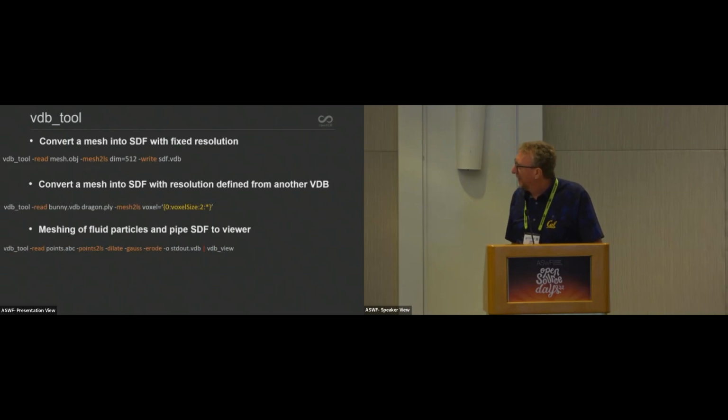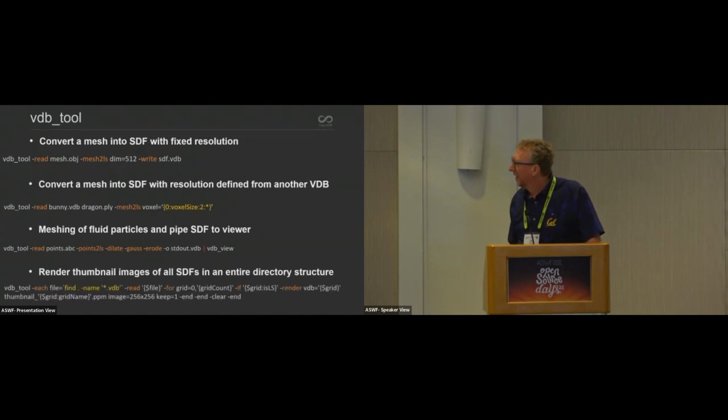This is another example where we're reading points from a file, and then we have a string of operations. First we're converting the points into level sets, then dilating them, then applying a Gaussian convolution kernel, then eroding them, and then streaming it to a pipe. Now we're combining it with another command line tool that's already in the library, namely the viewer. This allows you, in a single command line, to execute all of these operations and see the result in an interactive viewer, which is very, very useful.